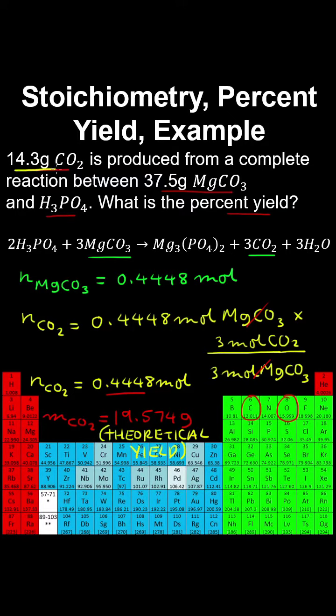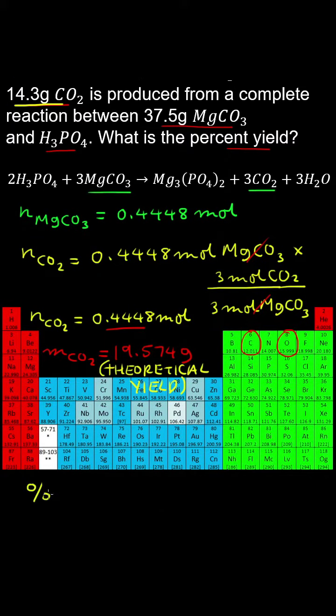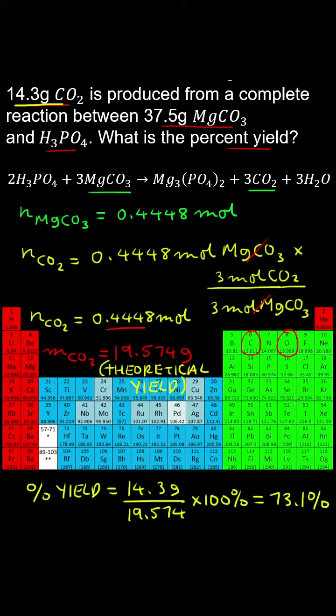And the actual yield is given in the problem. So to obtain the percent yield of CO2, we divide the actual yield by the theoretical yield and multiply by 100%, which gives 73.1% using 3 significant figures, which is the least number given in the problem.